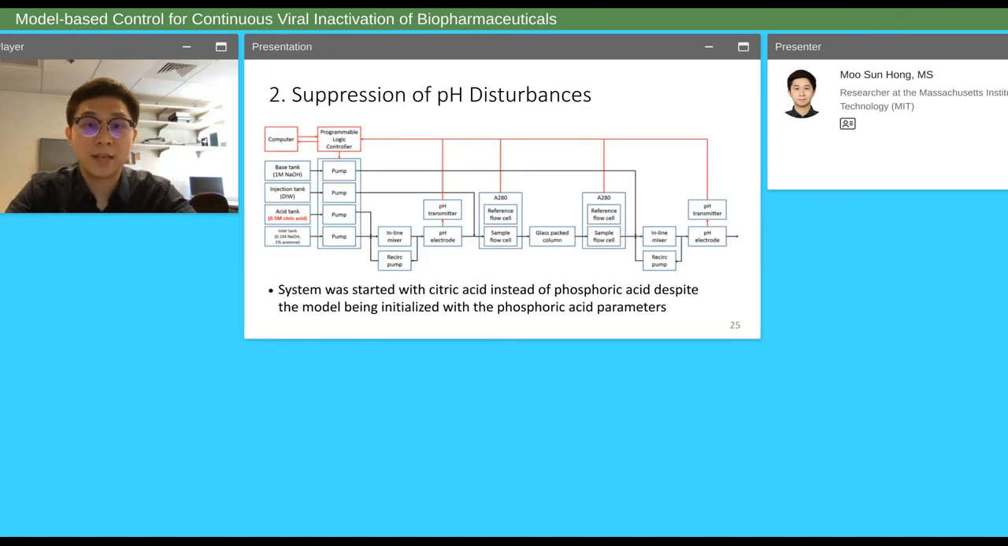Moving on to the next validation experiment, disturbance rejection was tested for pH control by changing the buffer of the acid stream from phosphoric acid to citric acid. This was done with the model still being initialized with the acid dissociation constants of phosphoric acid. So the model is initially not aware of the buffer change in the acid stream.